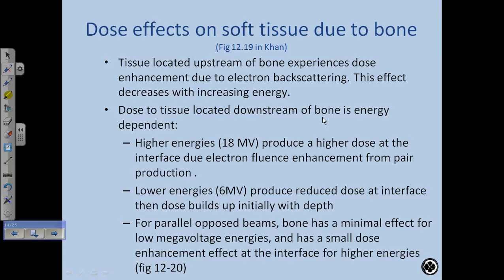Tissue located upstream of bone. So the photons are coming in this way, and there's some bone here, and here's the surface. The tissue upstream of the bone, so that's this area right around here, is going to have an enhanced effect. It's going to have an increased dose due to backscattering in the bone.